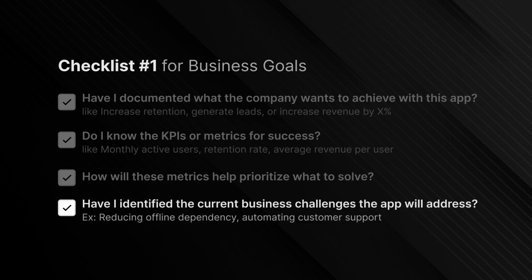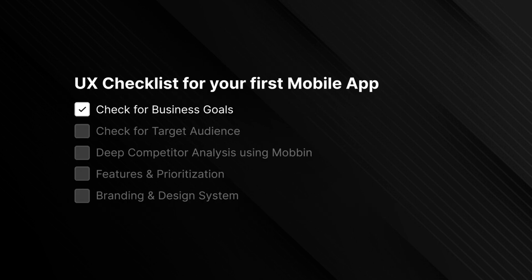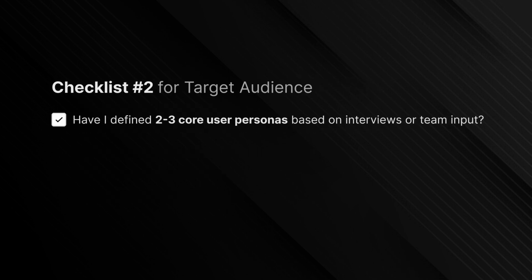Have I identified the current business challenges that the app will solve? Could be reducing the dependency on offline operations. It could be automating customer support. Then we check our target audience, where we spend enough time understanding our users deeply to figure out what we need to design for them. So you need to ask yourself, have I defined at least 2 to 3 core user personas based on any interviews or any questions that I've asked from my team members? This could be young professionals, it could be freelancers, it could be business owners, it could be B2B, it could be B2C.